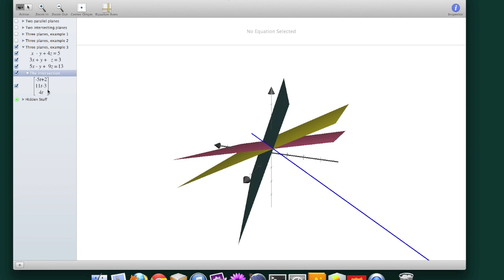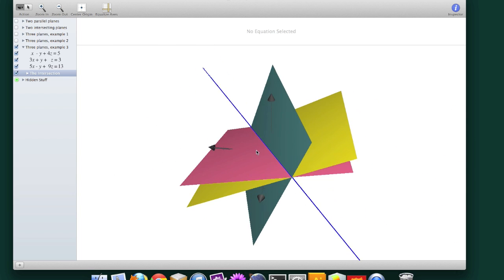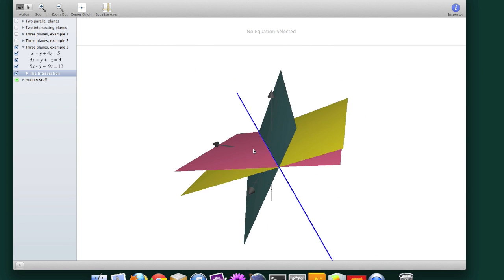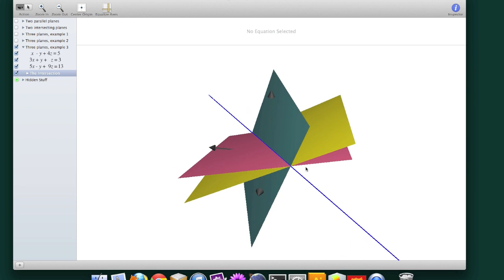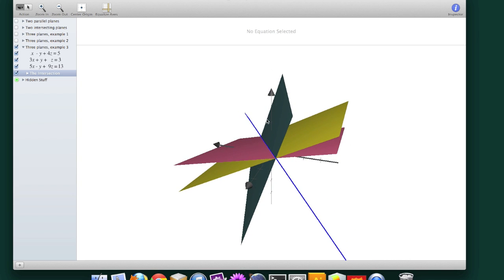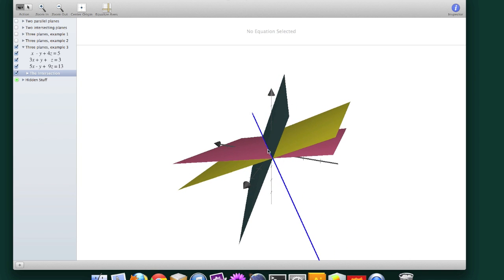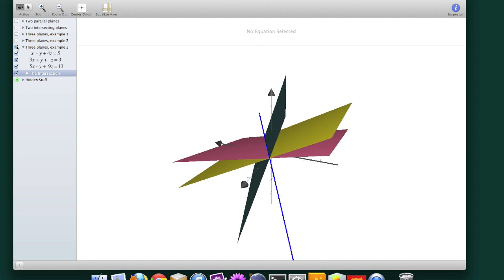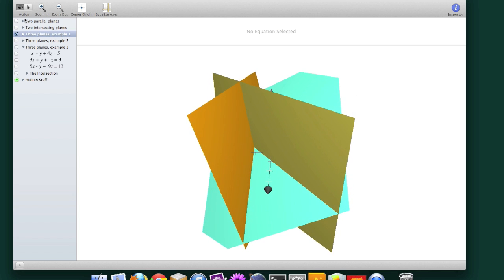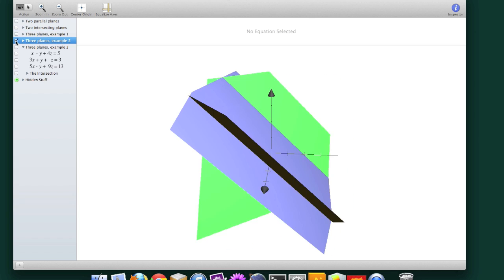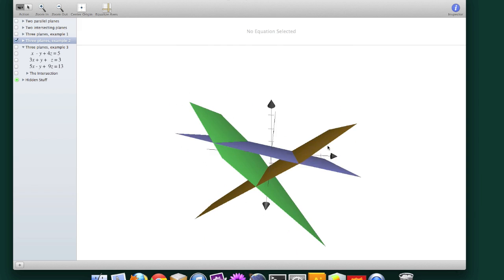We don't write it like this. Well, this is a little misleading. That's just how the graphing calculator needs it. But like I said, I'll show you how to specify that algebraically in a different video. Right now we're focusing on the way the planes can interact. So if you have three planes, they can intersect in a line like this example. They can intersect in a single point like this example. Or they might not all intersect at all.